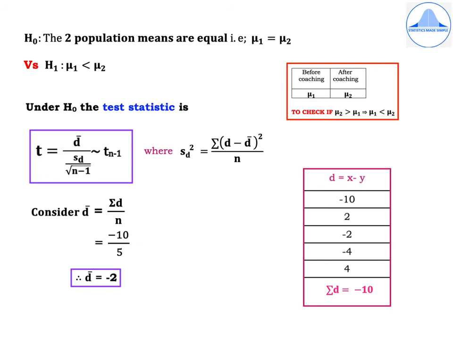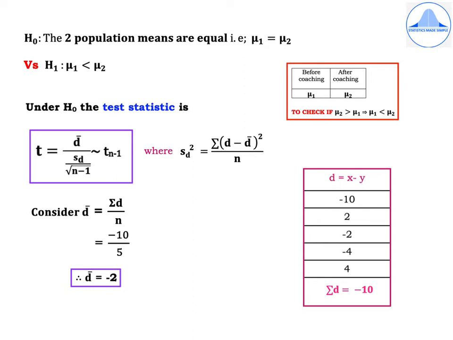H naught is the two population means are equal, that is mu1 equal to mu2. Now highlighted in the red box on the right side, the mean marks before coaching is denoted by mu1 and the mean marks after coaching is denoted by mu2. They have asked us to check whether the marks of students have improved after attending special coaching. That means they are asking us to check whether mu2 is greater than mu1, which implies that mu1 is less than mu2. So our H1 will be mu1 is less than mu2.